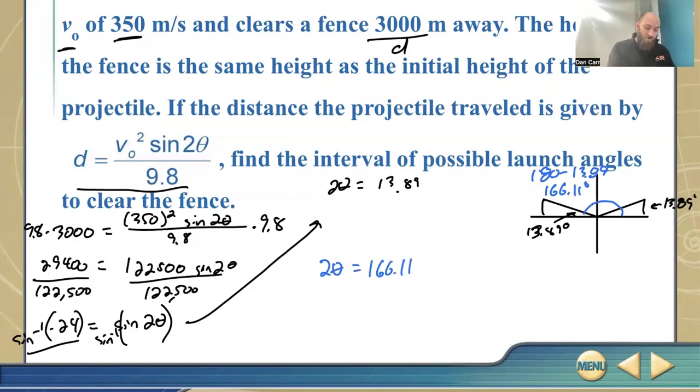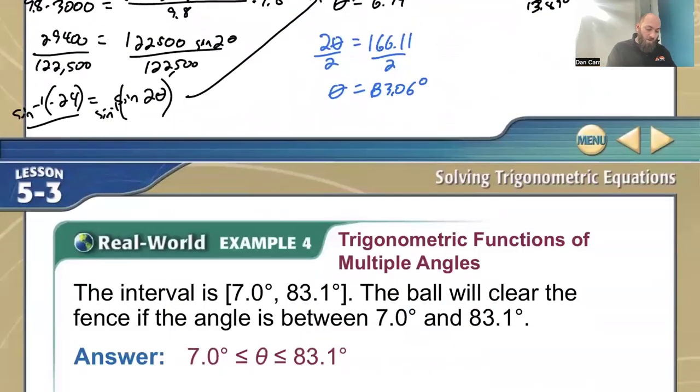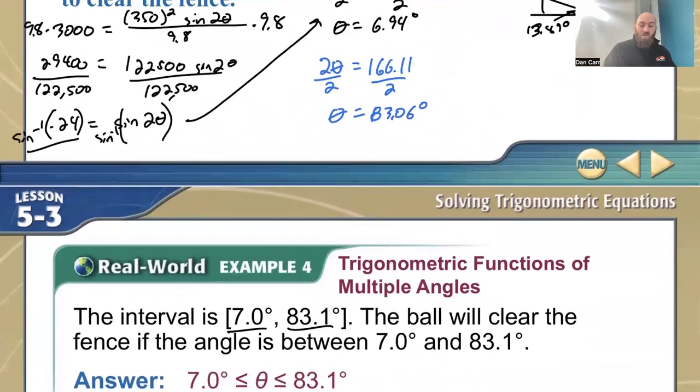So I do my normal solving for theta. I'm just going to divide both sides by 2 here. So theta comes out to 6.94 degrees. And my other theta will come out as 83.06 degrees. So what does this mean? It means that the interval of possible launch angles is any angle between basically 7 degrees and 83.1 degrees. The ball will clear as long as it's 7 degrees all the way up to 83.1 degrees. Anything in between works. If we're outside that range, it's not going to clear the fence.